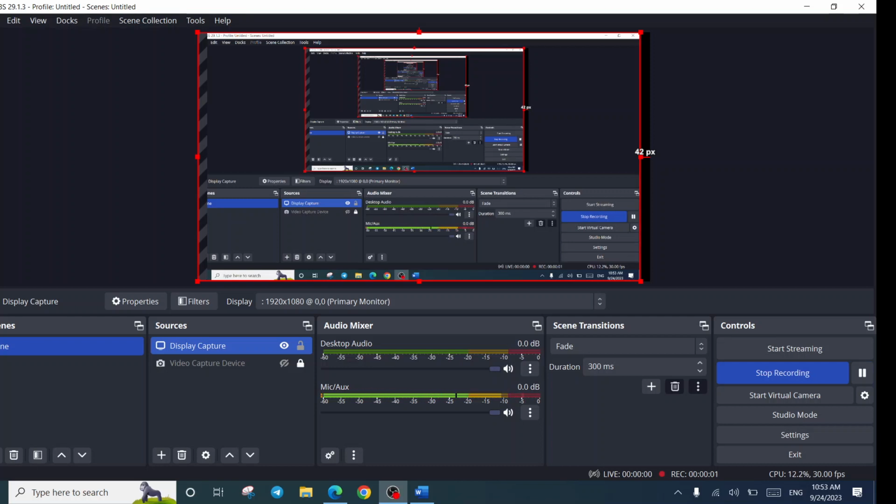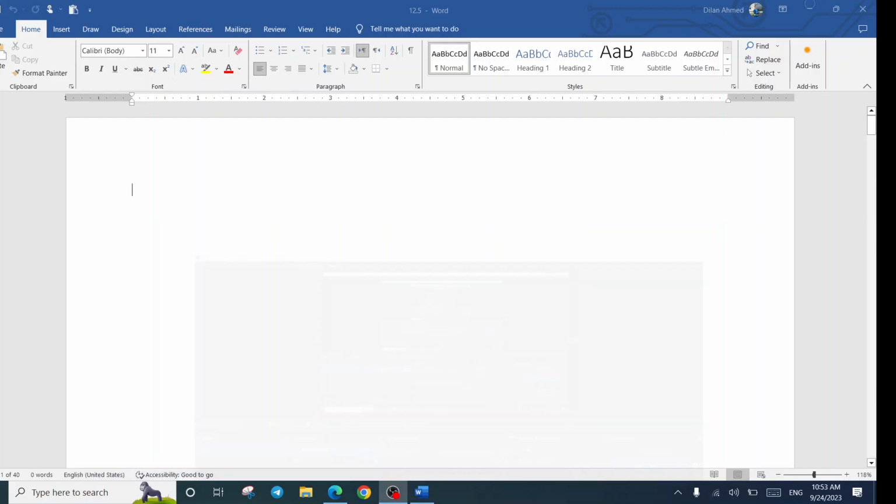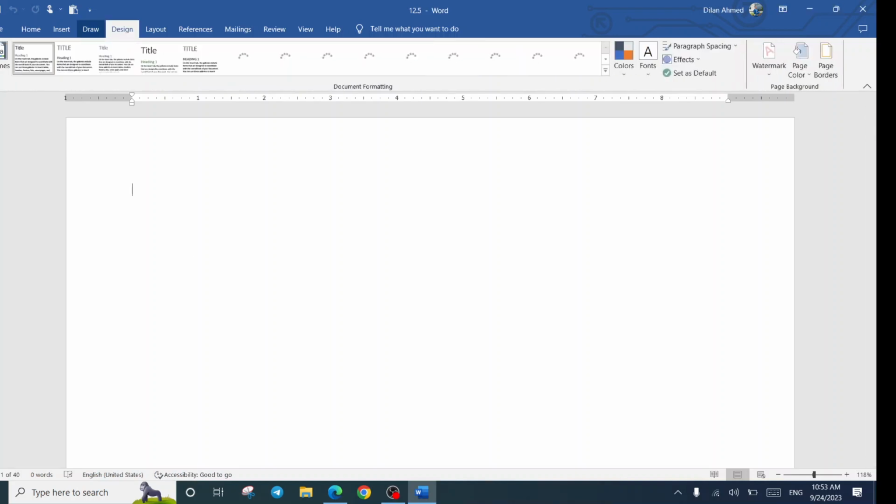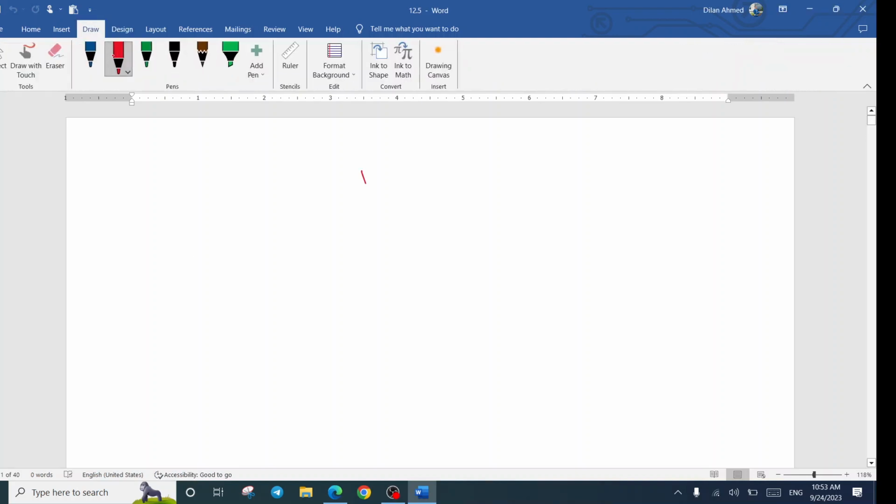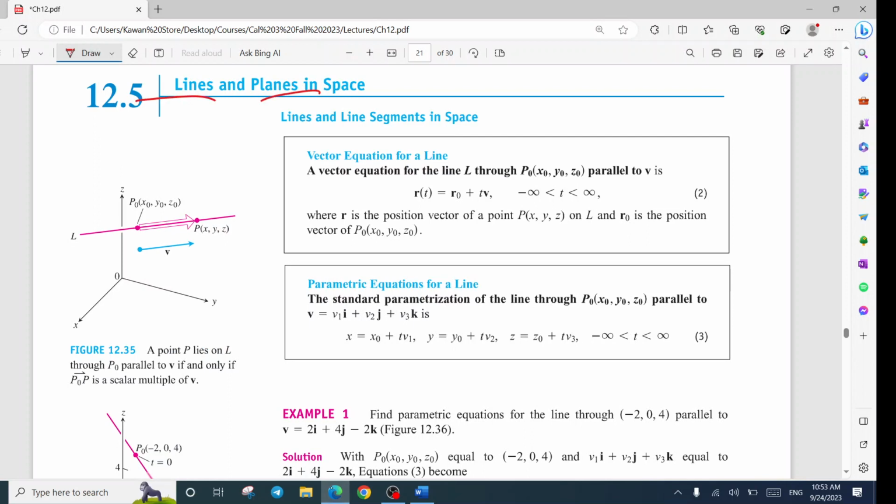Now welcome back again. We are going to talk about 12.5, which is about some new things about line and plane. What's the relation between line and plane, distance, and those things that we have. You can see from here line and plane in space. So we are in the 3 dimensions.